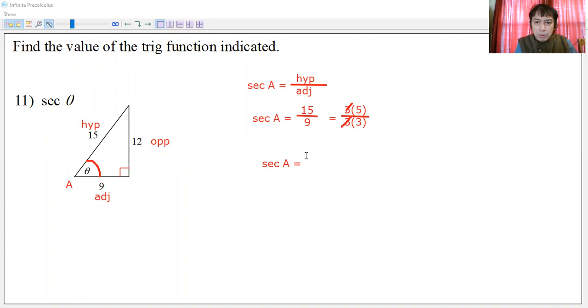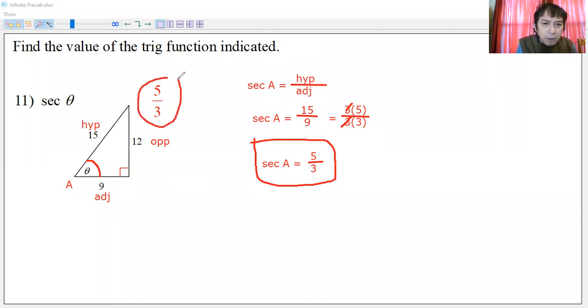So this is now 5/3. Yeah, okay, 5/3. And this will be our answer. All right, so this is it. So this is 5/3. Okay, this is for secant of A. All right, and let's see the answer there. Okay, so it's 5/3. You can see it blinking. There is the answer. Okay, 5/3. Now let's do number 12.